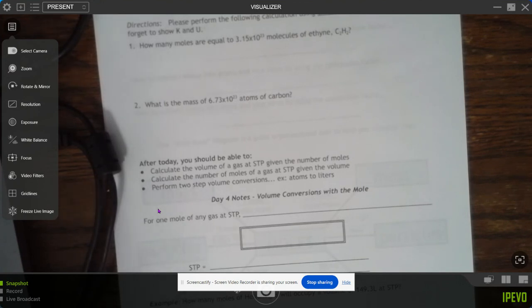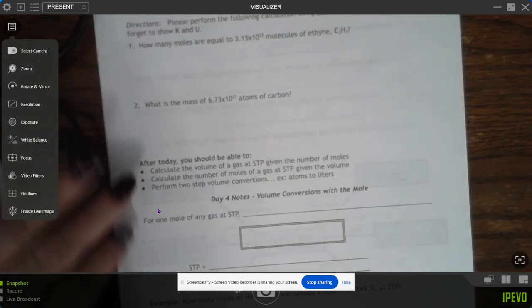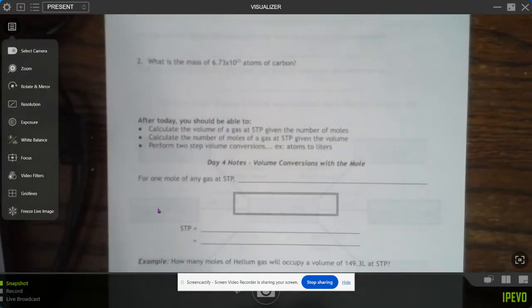And what we're talking about here, we're going to continue on with our working with the mole. Today we're going to talk about, I guess, what we've talked about in the past: being able to convert from mass to moles using the molar mass. We've been able to convert from particles to moles using Avogadro's number. And today we're going to find out that we can convert from volume to moles. So if we have a gas with a certain volume, we're going to be able to determine how many moles of gas that is.